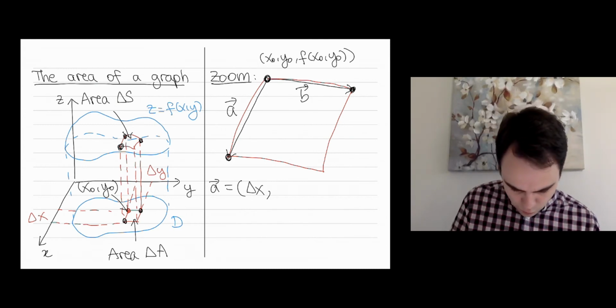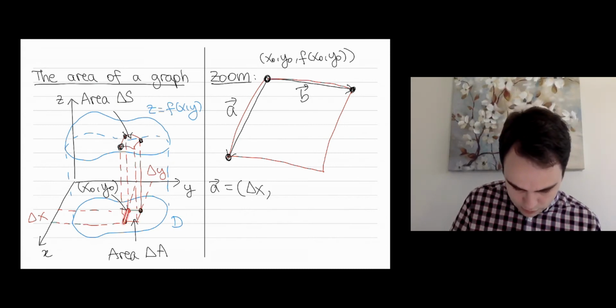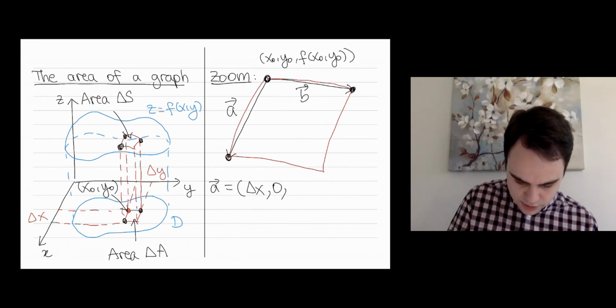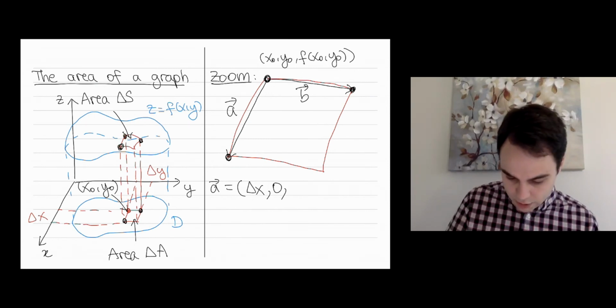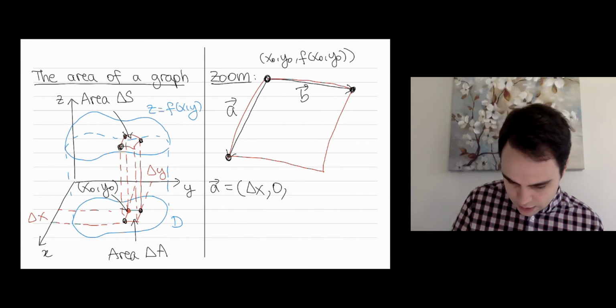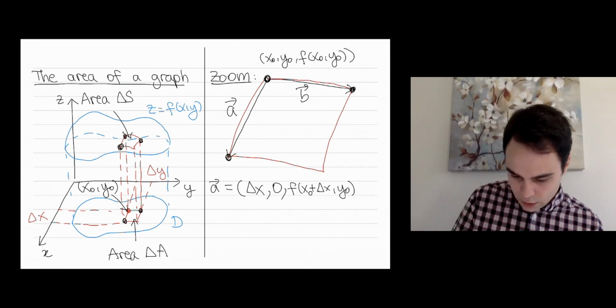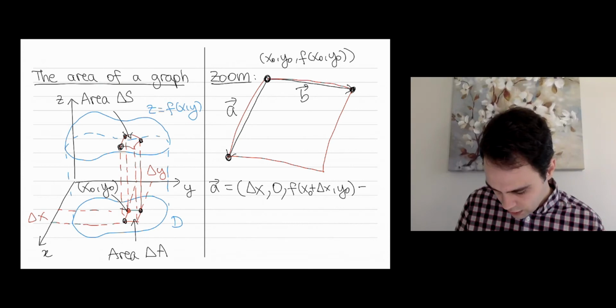Now, what's the difference in the y-coordinates of the 2 points? It's nothing. Both y-coordinates are y0. Now, what's the difference in the z-coordinates of the 2 points? Well, the z-coordinate of the tip of the vector is f of x0 plus delta x comma y0, and the z-coordinate of the source of this arrow is f of x0 y0.